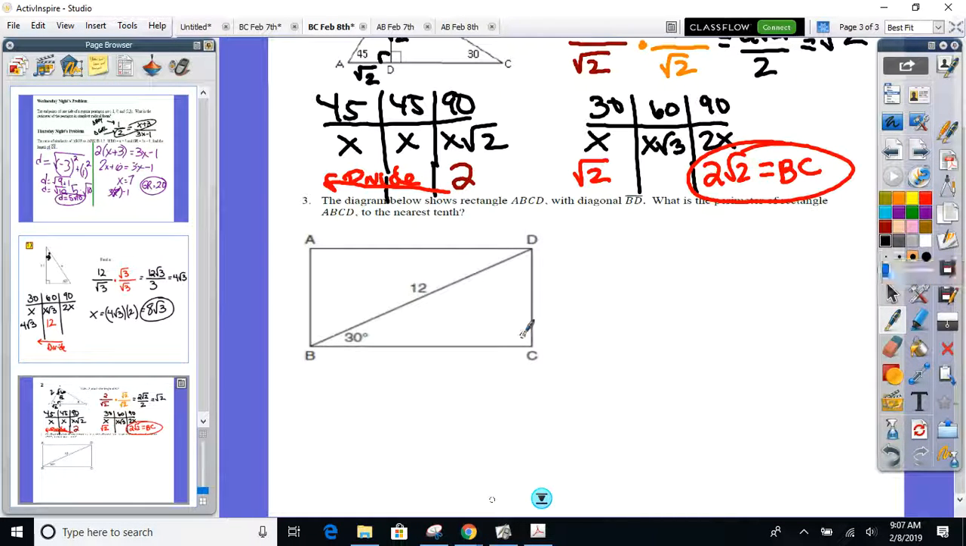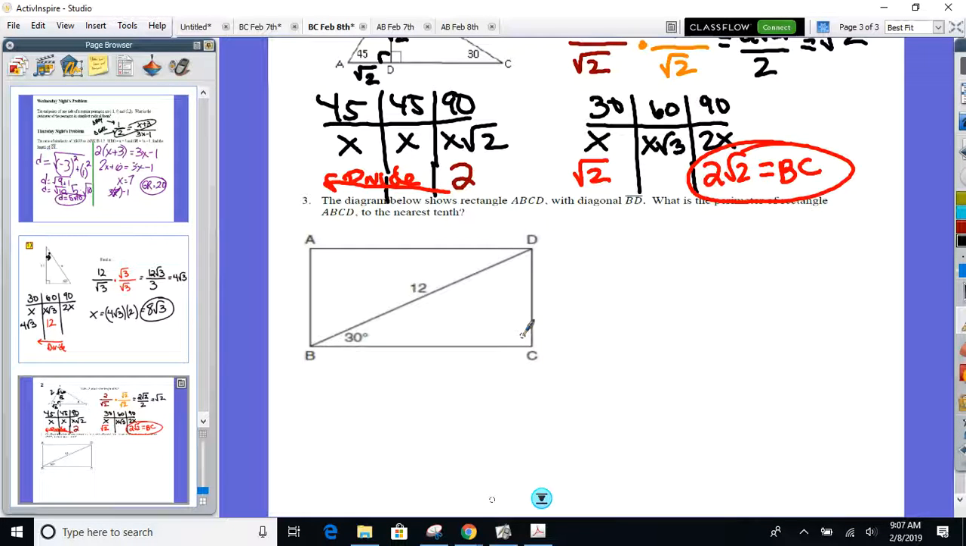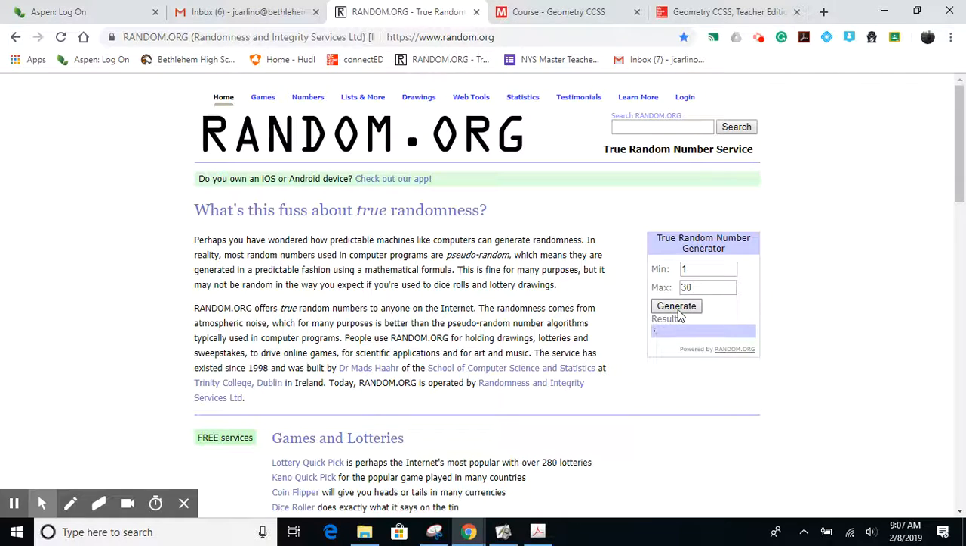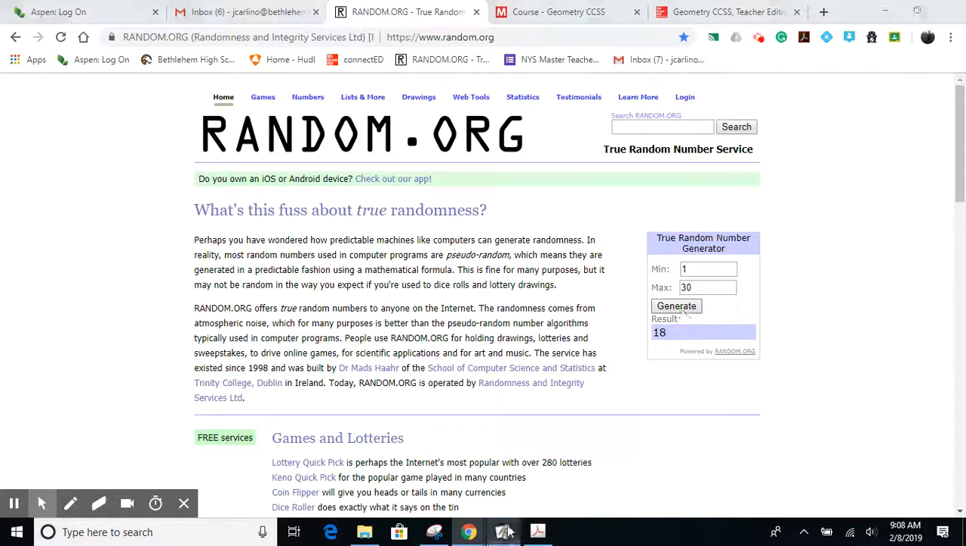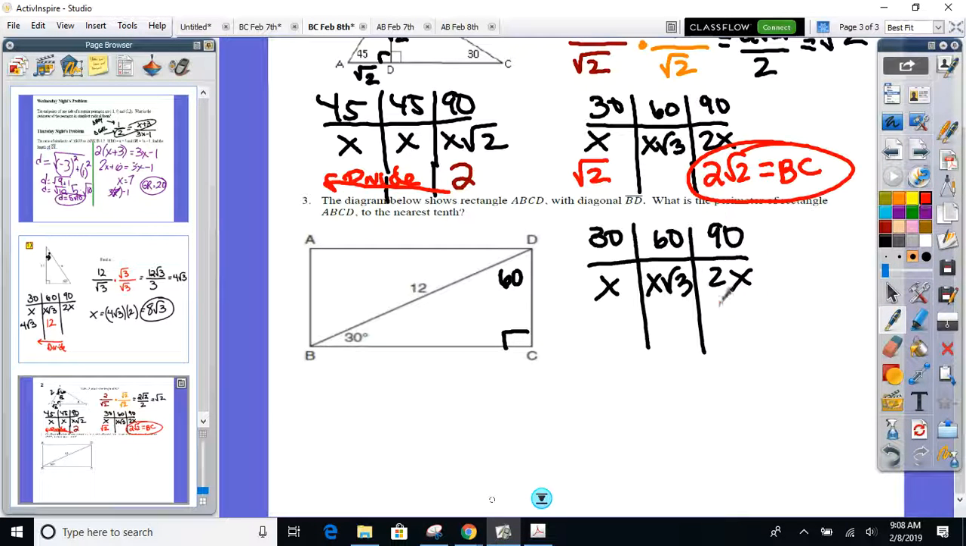All right. I know it's a rectangle, so angle C is 90, which would make BDC 60. So we're dealing with the 30, 60, 90 here. Remind me of my rules again for the 30, 60, 90. X. Got it. What side do you know in that 30, 60, 90? Yep. That's 12. Here we go.